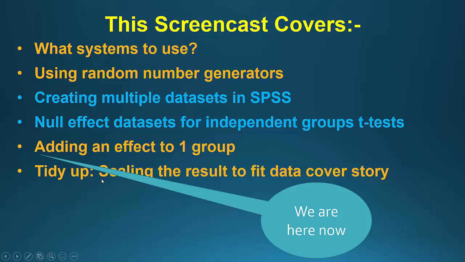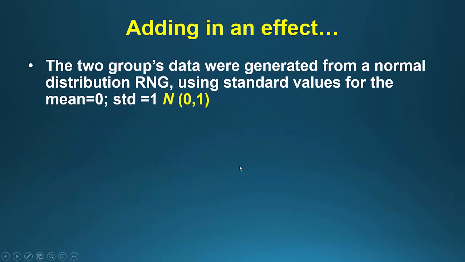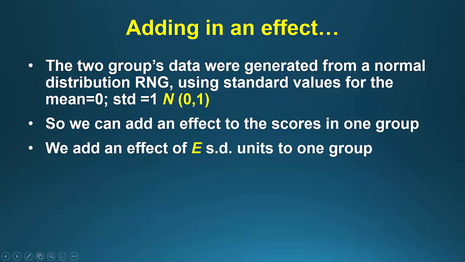So we're at this point. How do we add in an effect? Remember, the two groups' data were generated using means of 0 and a standard deviation of 1. So what we can do is add an effect to the scores in one group, and we can add an effect of E standard deviation units to one group, because our data are in standard units, 1 standard deviation. This E could be a positive or negative quantity, depending whether we want one group to be higher or lower than another. The effect size we generate is measured by Cohen's d, and it's simply E, this number of standard deviations, divided by 1.